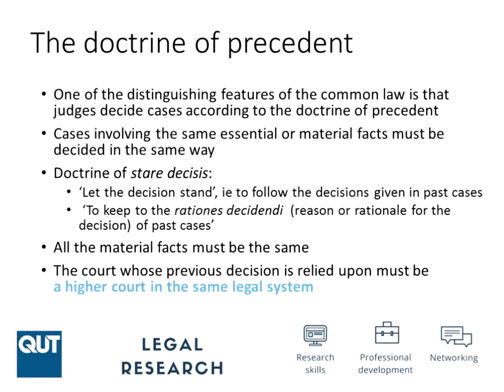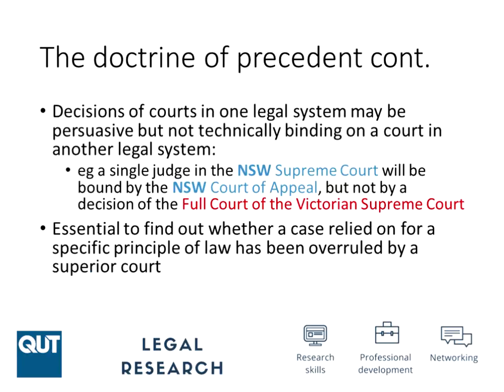And this is an important bit for you to really note as well. The court where the previous decision has been handed down must be a higher court in the same legal system. Okay, so we'll look at the hierarchy of courts in a bit more detail just now. But to give you an example, what we mean by a legal system in Australia will be the jurisdiction. Okay, our states and territories as jurisdictions.